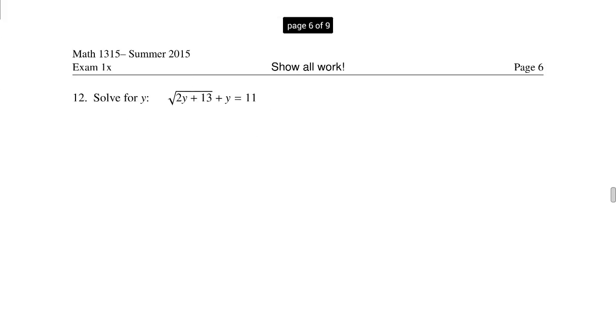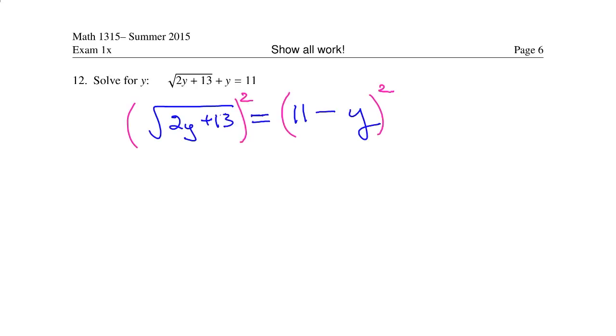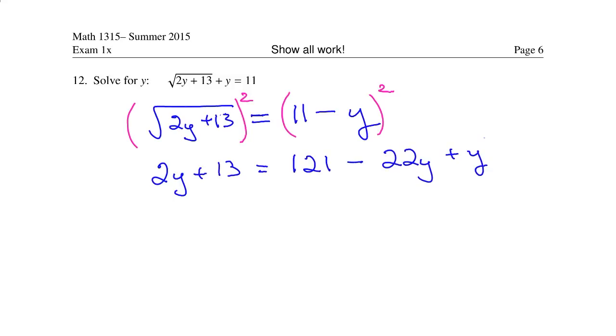Let's take a look at problem 12. Solve for y. So we have a square root, so the first step is to isolate the square root. So we're going to leave it on the left, and then we're going to write that better. Then we're going to move the y to the other side. The next step is to square both sides. So squaring a square root just gives me the inside. Squaring 11 minus y gives me 121 minus 22y plus y squared.